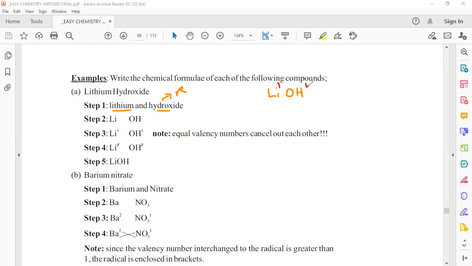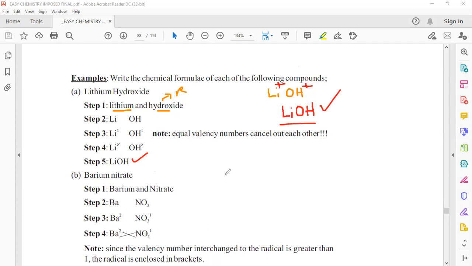Then according to the rules, when we have equal valence numbers, we just cancel them. We cancel them out and we have LiOH like that. So that is lithium hydroxide. That is where this formula is coming from. Let's look at barium nitrate.